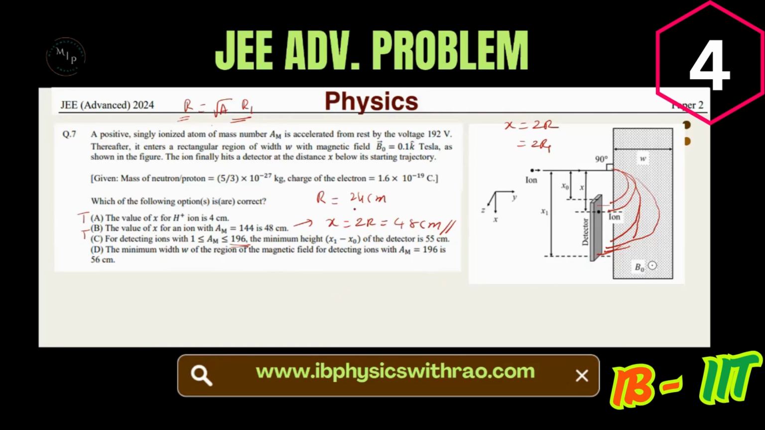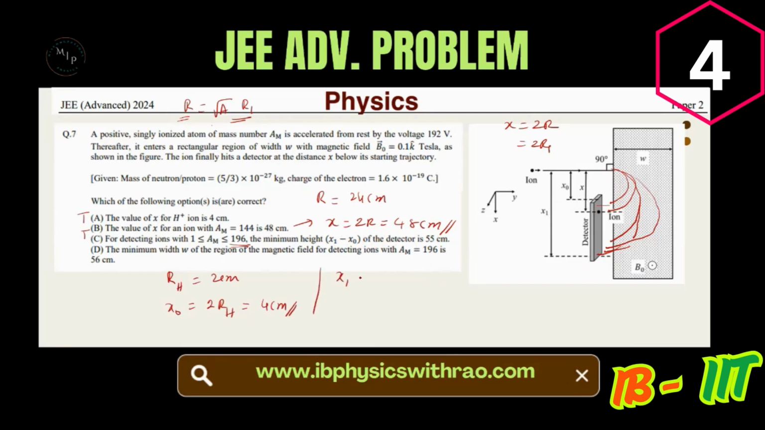What is x naught? Where is x naught over here? We found out the value of x naught, where the radius of the hydrogen ion was seen to be 2 centimeter. So x naught should now be equal to 2 times the radius of this hydrogen ion when it passes over here. The radius of the path, this should now be the diameter. So this should now be equal to 4 centimeter, right?